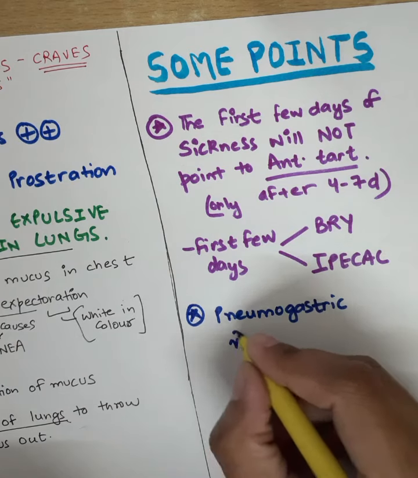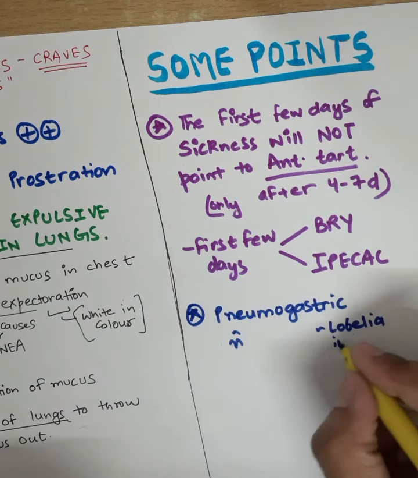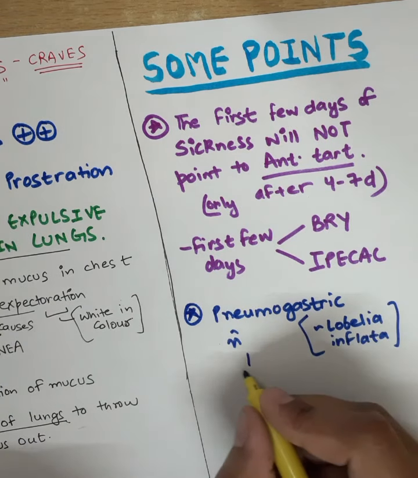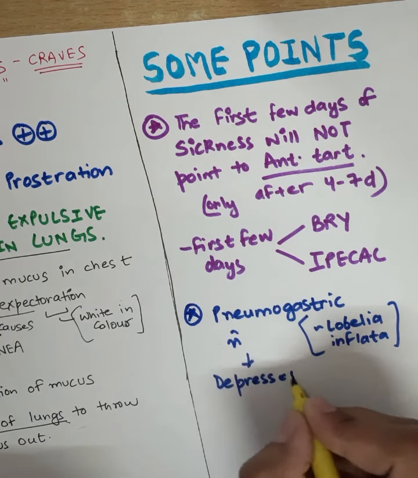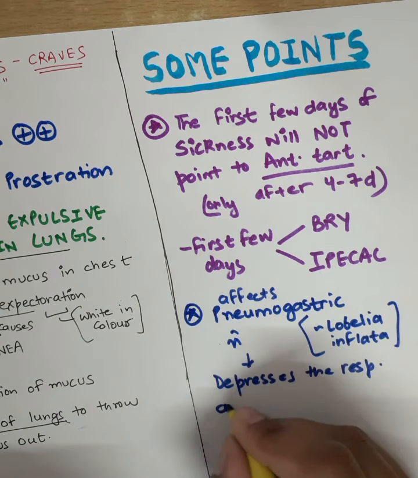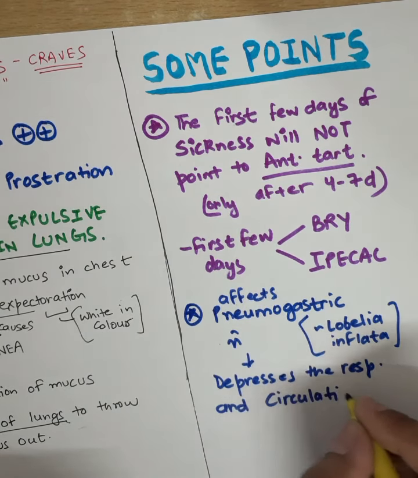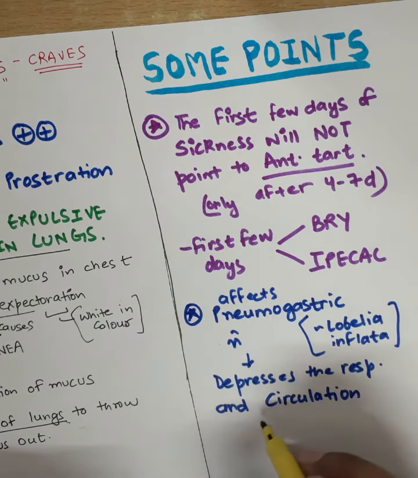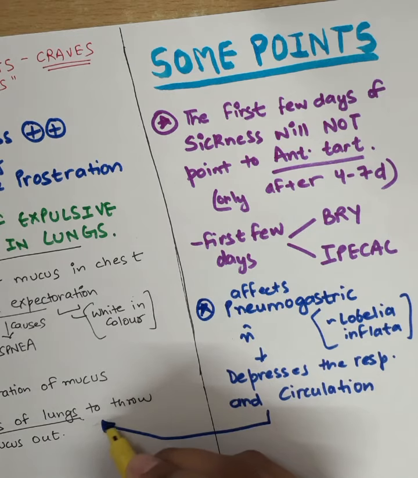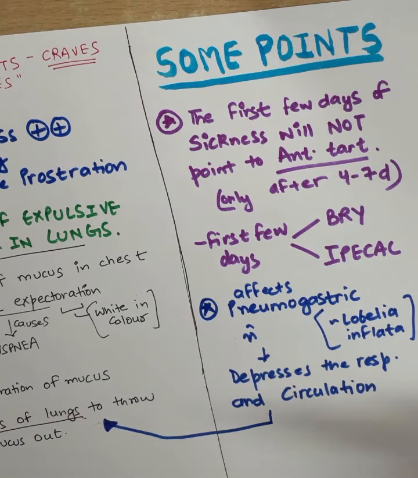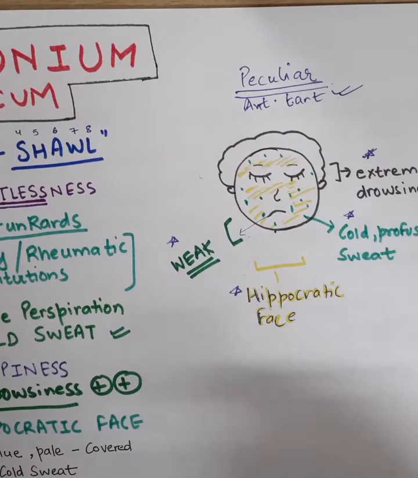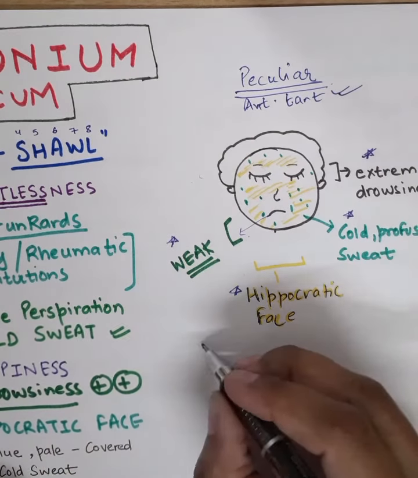Another point is that Antimonium Tart has an effect on the pneumogastric nerve. Lobelia inflata, another medicine, also has an effect on the pneumogastric nerve, and it depresses the respiration and circulation. This leads to our red line symptom, the inability of the lung to throw out mucus, the rattling of mucus with little expectoration. So here we have the peculiar symptoms.